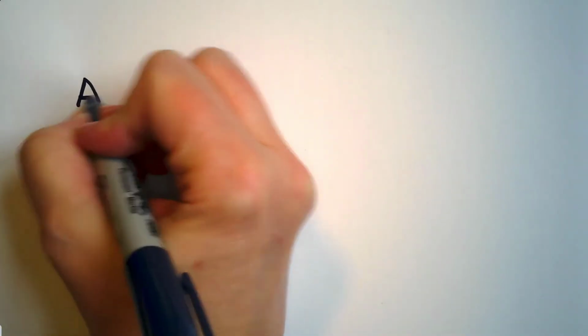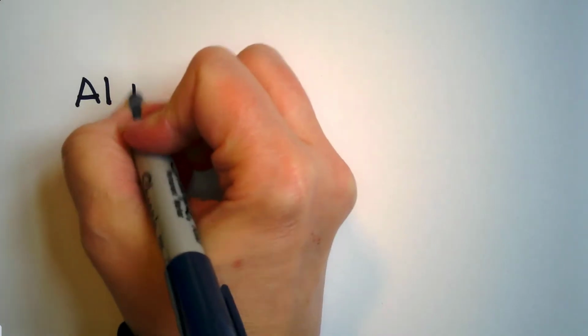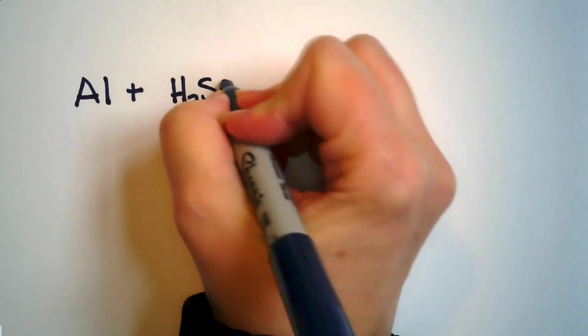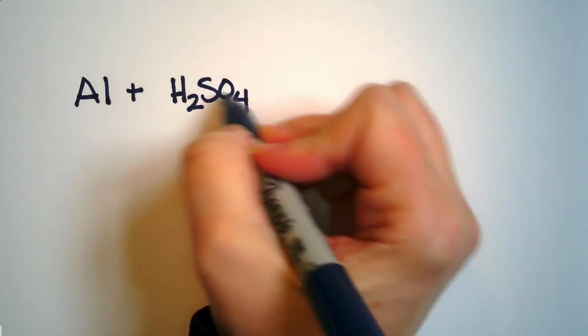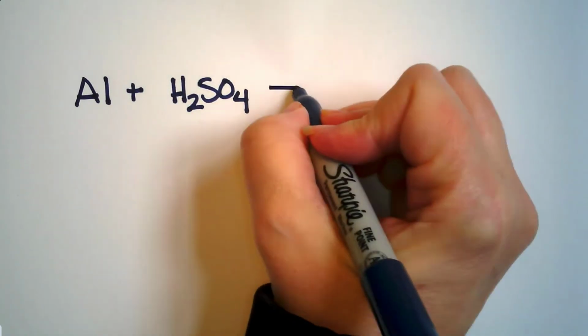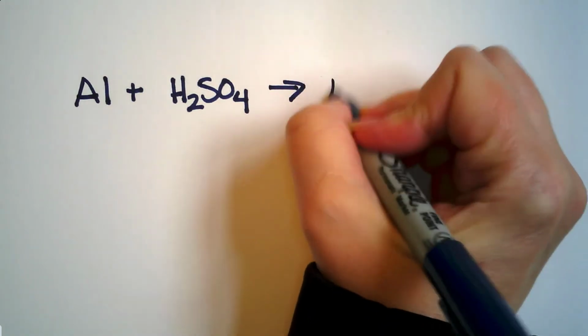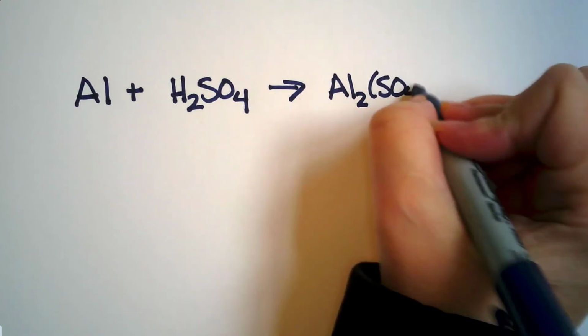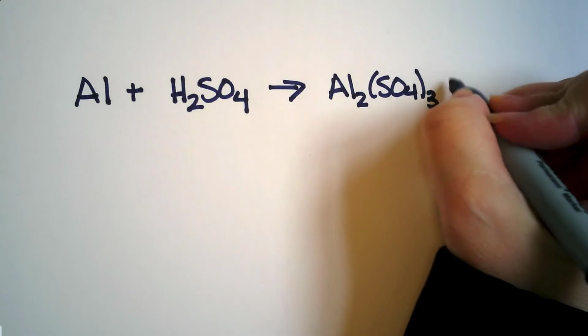All right, so first thing we need to do is come up with our balanced equation. So we have aluminum plus sulfuric acid. You guys need to remember how to write your acids. Sulfate is a 2, hydrogen's a 1, crisscross. Okay, and that's going to yield aluminum sulfate plus hydrogen gas.